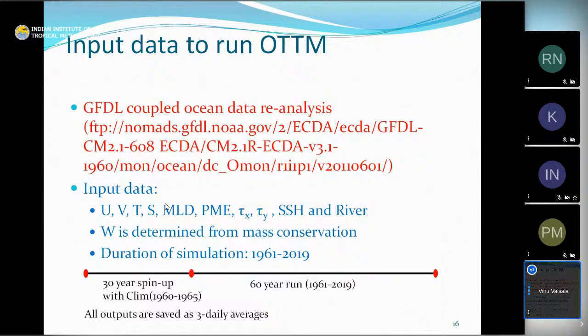So here, the duration of the simulation is kept from 1961 to 2019, which is 60 years, in which the first 30 years we use as a spin-up for the biogeochemistry, which we do with the climatology derived from 1960 to 65 data. That many days of climatology we construct, and we run the model for a spin-up of 30 years. By the time your biogeochemistry gets into a kind of quasi-equilibrium stage, from there on you do the real-time simulation.